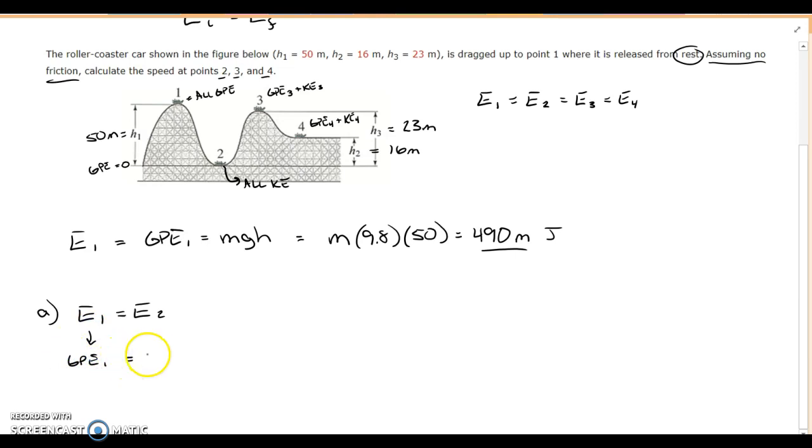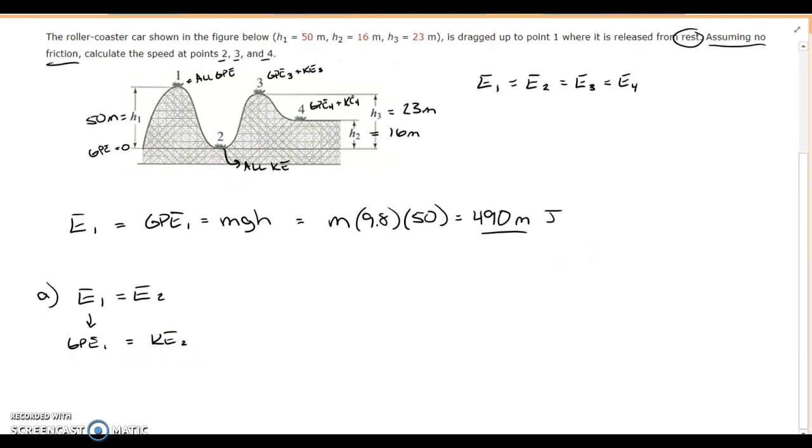And at point 2, we have 0 GPE because we're at the bottom, so we're all KE at point 2. And so I can plug in, I just calculated what the GPE at 1 is. That's 490 times the mass. And the kinetic energy at 2 is going to be our equation for kinetic energy, 1/2 the mass, the velocity at 2 squared. And there's my equation.